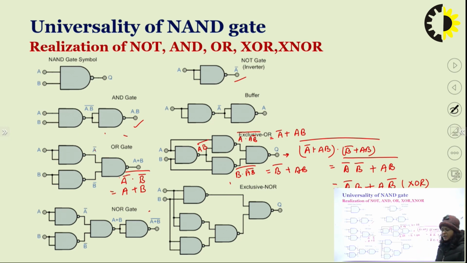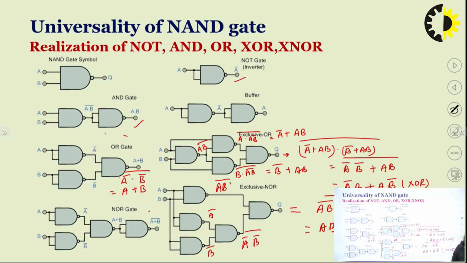Now moving towards XNOR gate, this one output is AB bar and this is (A bar B bar) whole bar. If we AND these two outputs, the final output is (AB bar dot (A bar B bar) bar) whole bar, which is nothing but AB plus A bar B bar, that is XNOR gate.